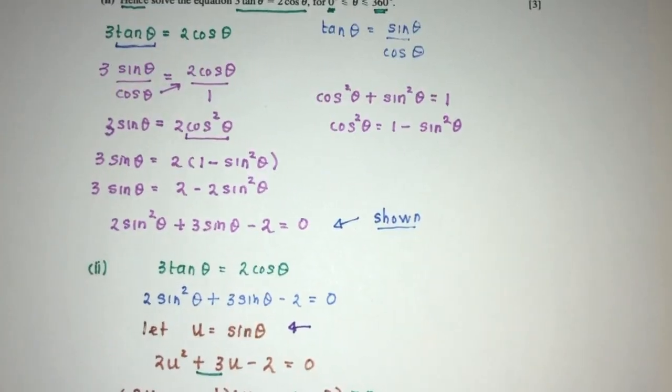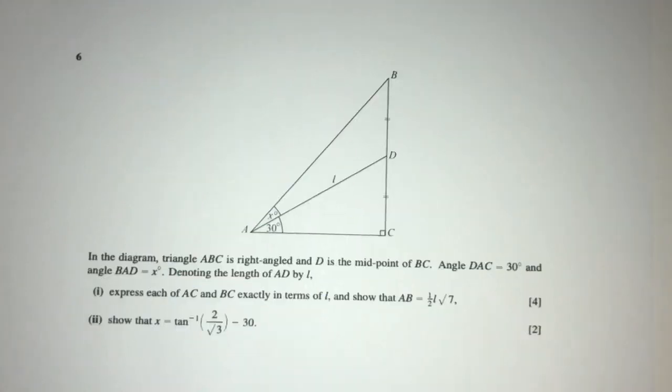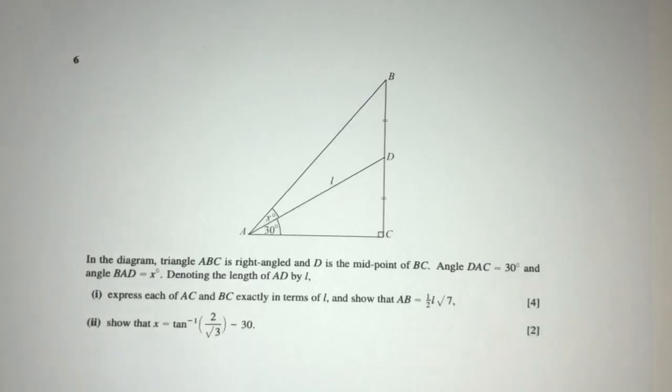And this is a question involving trigonometry. So in this diagram, we have a triangle ABC. So ABC is a right angle triangle, as we can see clearly on the diagram.